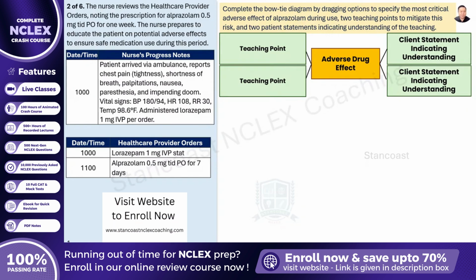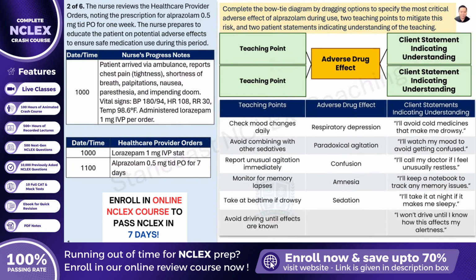So your task here is to complete the bow tie diagram options by dragging them to specify the most critical adverse effect of alprazolam during use, 2 teaching points to mitigate this risk, and 2 patient statements indicating understanding of the teaching. You know what to do. Here's the table of options. So we have the adverse effect options: respiratory depression, paradoxical agitation, confusion, amnesia, and sedation. Now, what do you think would be the best fit here?